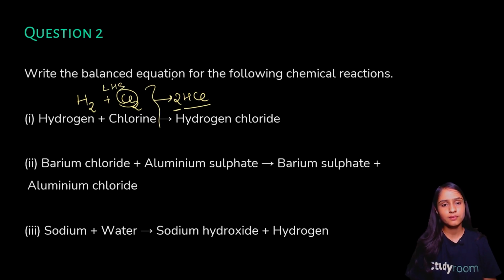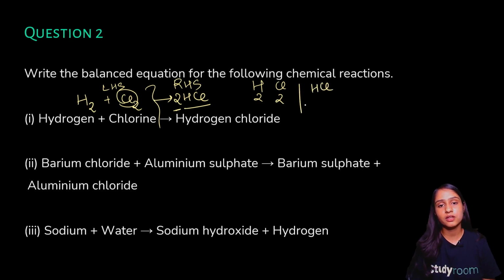Break it into LHS and RHS. What do you see over here? The number of atoms of H is 2. The number of atoms of Cl on the left hand side is 2. When hydrogen chloride is formed, then you need to add the 2 in front of it. So you will see that the number of hydrogen and the number of Cl are balanced.